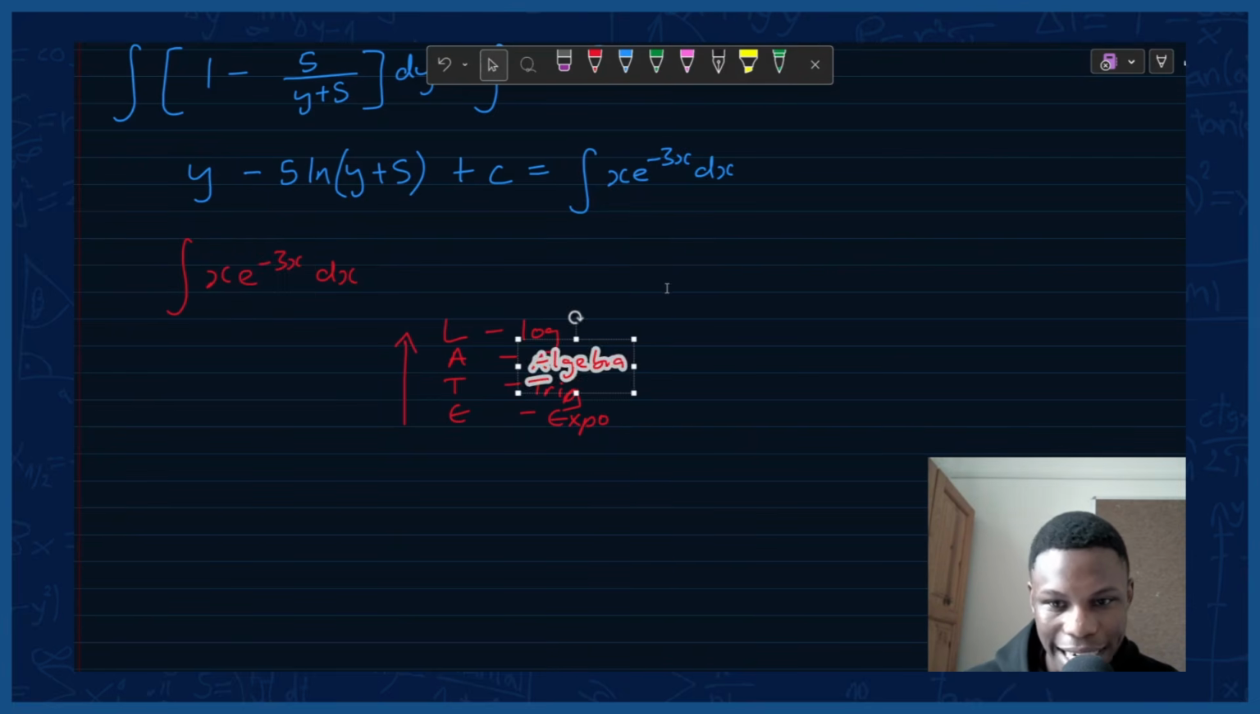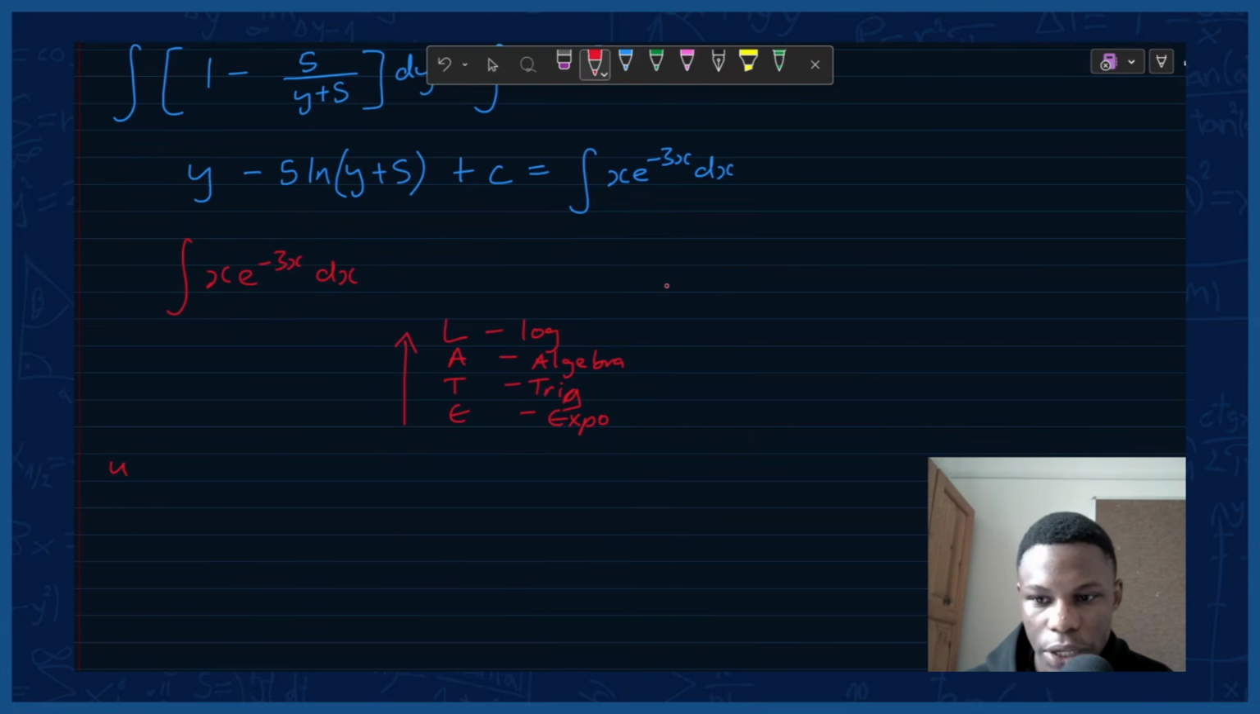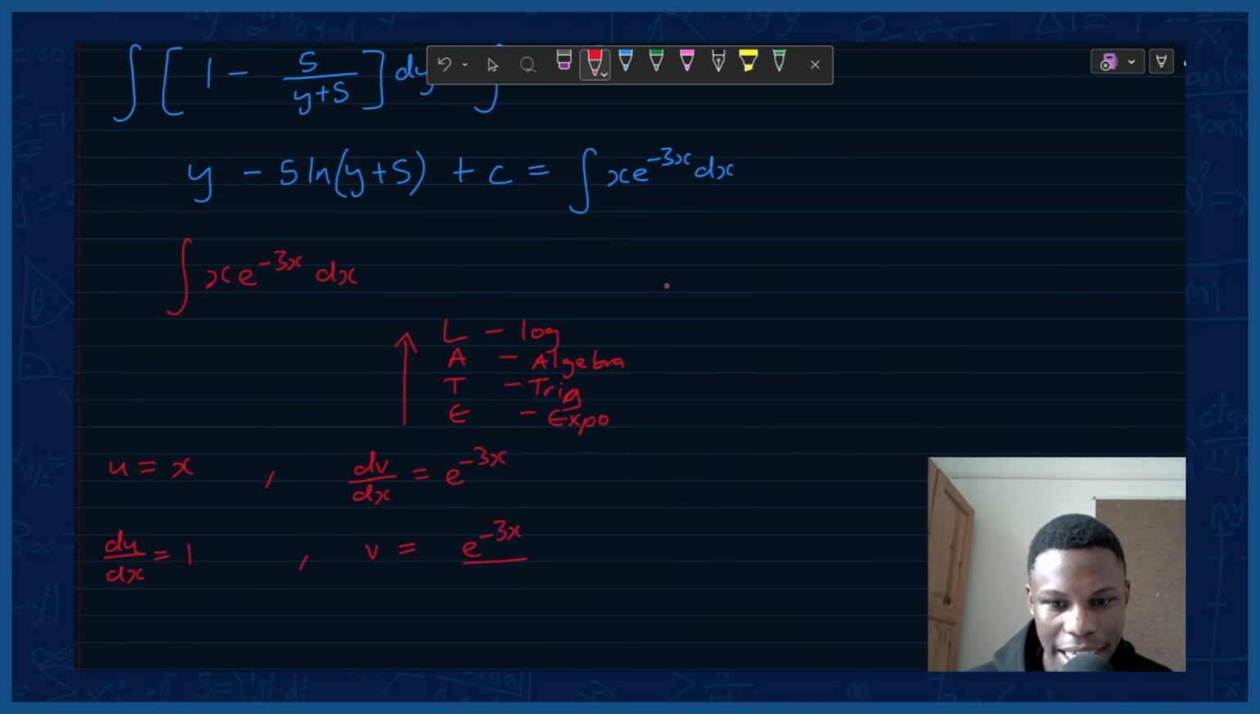So algebra is higher up on the list, so I have to make u the x, and then dv dx becomes the exponential. So that's e to the negative 3x, and then differentiate u with respect to x, that gives us 1. Here I have dv dx, so I need to integrate to get v. So that's going to be e to the negative 3x divided by, differentiate negative 3x, that's negative 3.